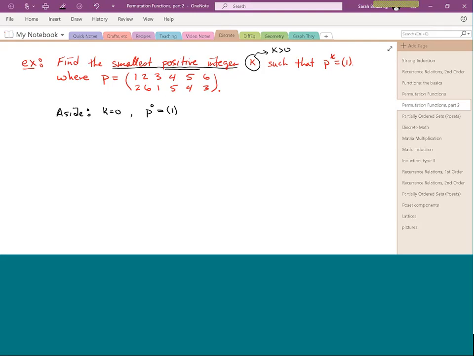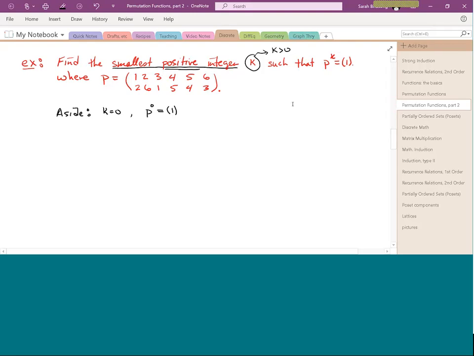Okay? So how would we actually determine this? Well, it turns out you can totally answer this question just by brute forcing it. Find p squared, find p cubed, find p to the 4th, and find the first time when you actually get your identity. Now you can do this in the 2-row format. We did this last time, and I accidentally gave you a permutation that when we squared it, it turned out to be the identity.